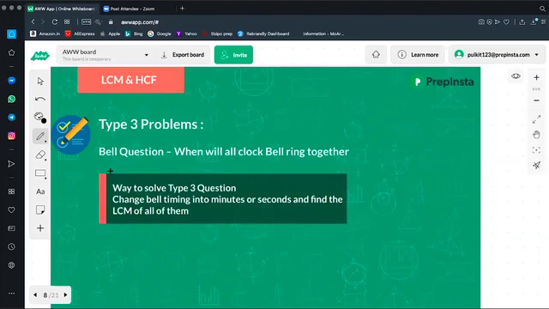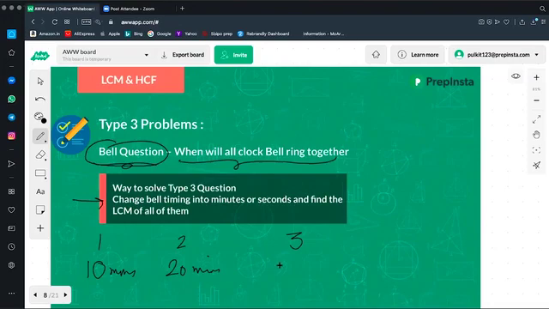Now talking about the bell question. This is another type of question which is asked in the placements again and again. What does it say? When will all the bells ring together? For example, there are three bells. The first bell rings after every 10 minutes. The second bell rings after every 20 minutes. And the third bell rings after every 30 minutes.